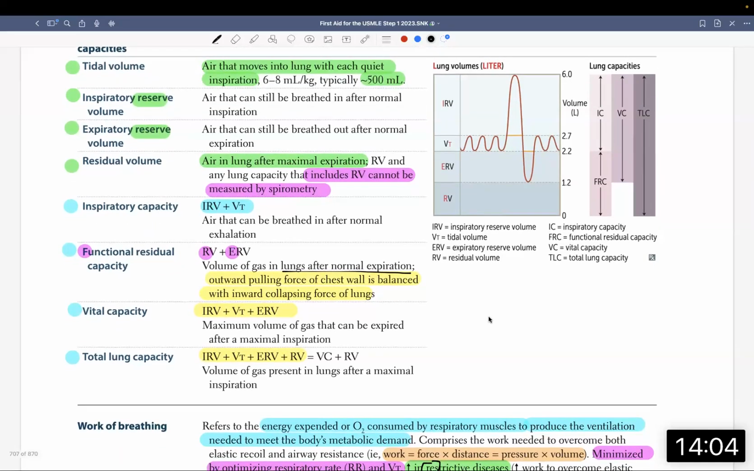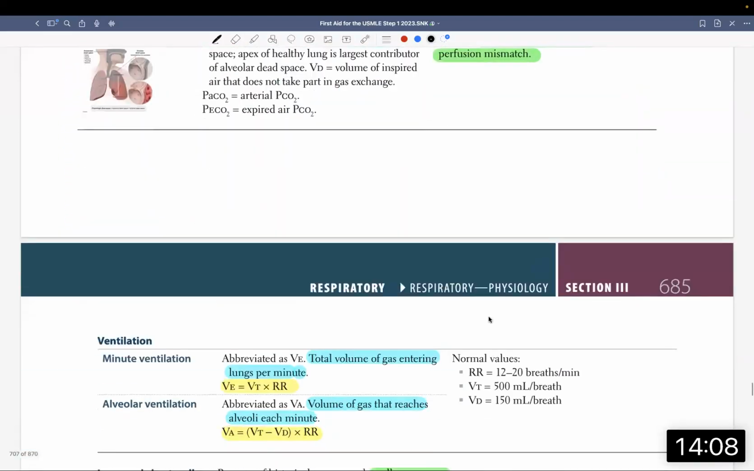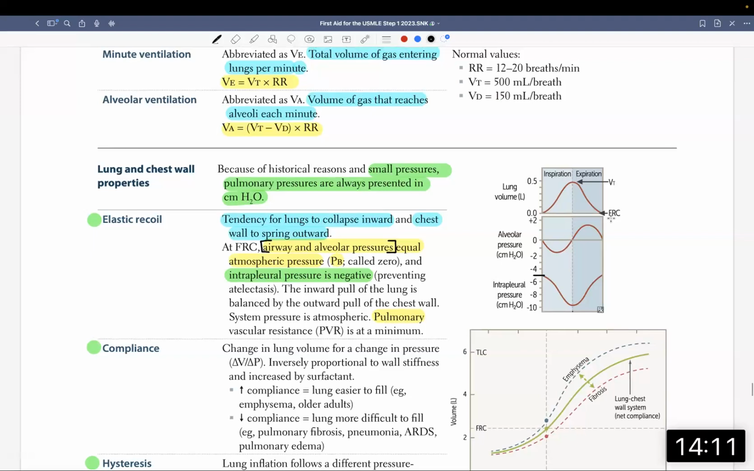For now, what we need to just remember is FRC is a point where the outward pulling force is balanced by the inward collapsing force. If we see here, this outward pulling force is responsible for inspiration, right? The chest wall has to open up for inspiration, and the lung has to recoil for expiration. The lung has to kind of collapse or push everything out. So that balancing point is the FRC, I think. Let's see, maybe we'll get some more clarity as we go.